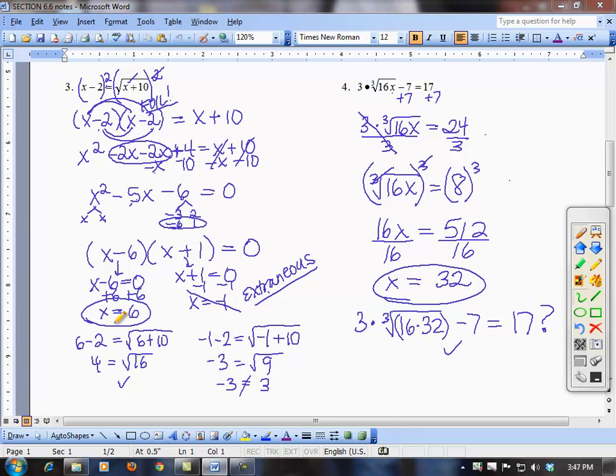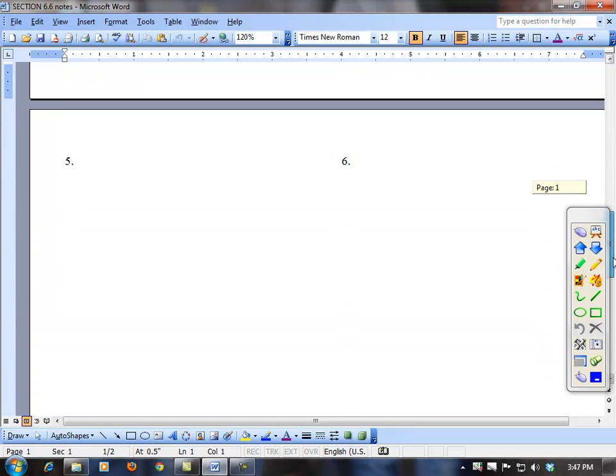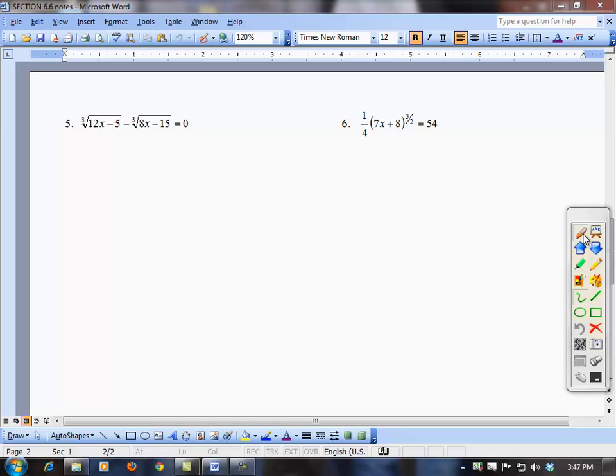Okay? Let's flip the page. I've got two more for you. Let's take a look at 5. I've got the cube root of 12x minus 5, subtracting the cube root of 8x minus 15, equals 0. Now here's what we're going to do. We want these cube roots to be equal to each other so that I can get rid of some things.